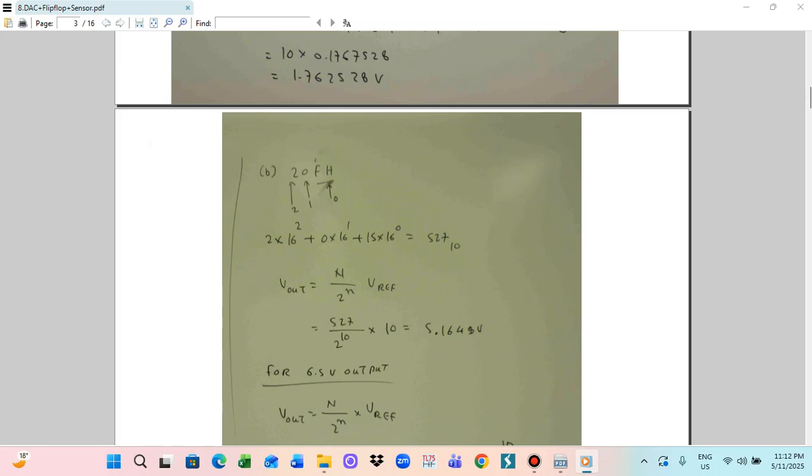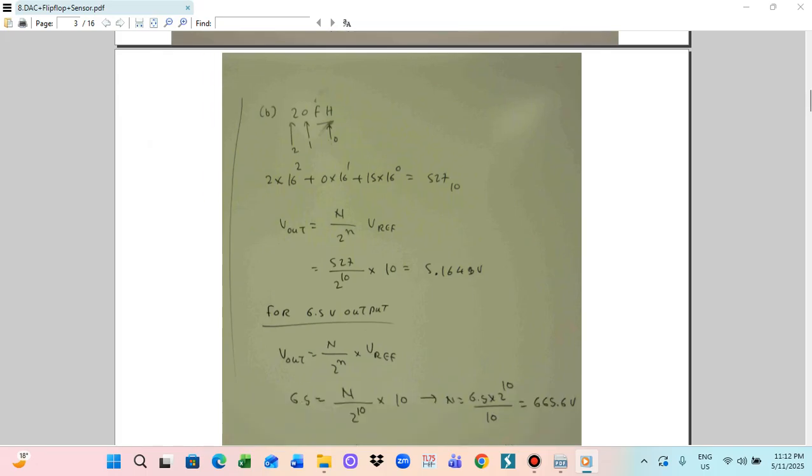So this is for the zero position, this is for the first position, and this is for the second position. So 2 multiplied by 16 power 2, plus 0 multiplied by 16 power 1, plus F, which is 15, into 16 power 0. So you get 527 base 10.